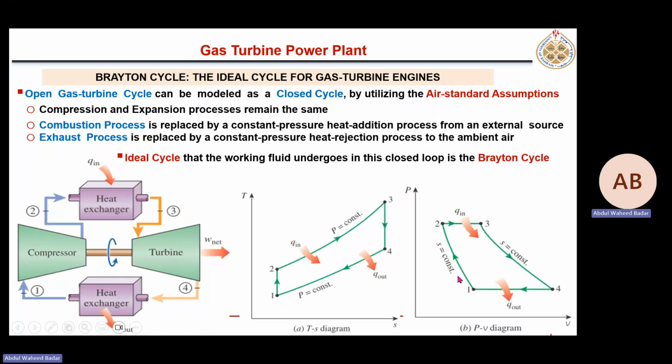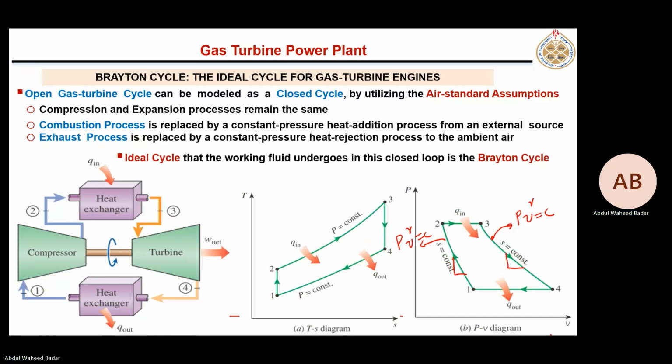So here is the TS diagram, here is the PV diagram. I said this is PV to the power gamma is equal to constant. This is also PV to the power gamma is equal to constant. Okay, but here, did you notice that the slope of these curves is not the same, although both have the same equation, PV to the power gamma.